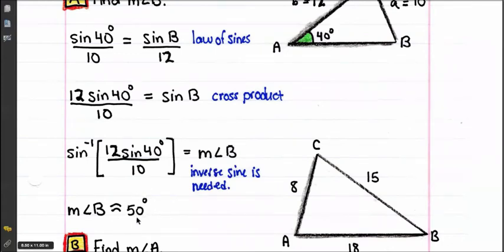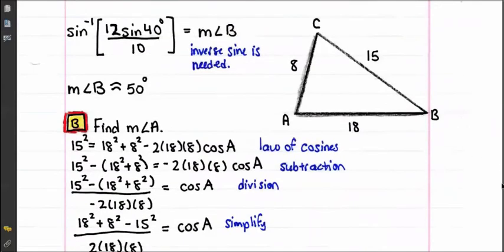And if you want to pause the video and try this again just to verify that you get that, that would probably be a good idea. Let's go ahead and find the measure of angle A. And look at this triangle we've got. We know all of the sides, but we don't know any of the angles.